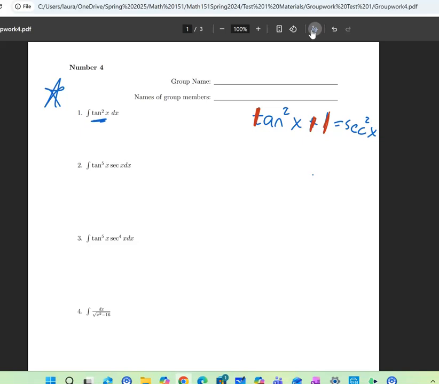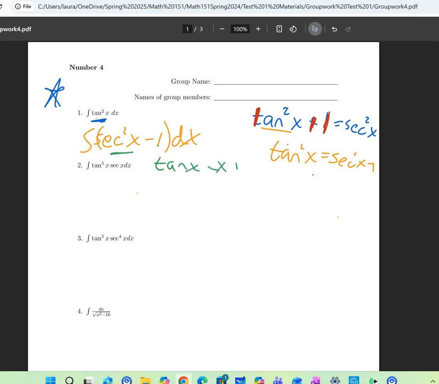So then if I want to solve for tangent squared, that gives me tangent squared x is secant squared x minus 1. So that's the same thing as replace. I'm not doing any integration or anything yet. We're just using the identity. Now you know the antiderivative of secant squared is tangent, and the antiderivative of -1 is -x, plus c, and that's the answer.